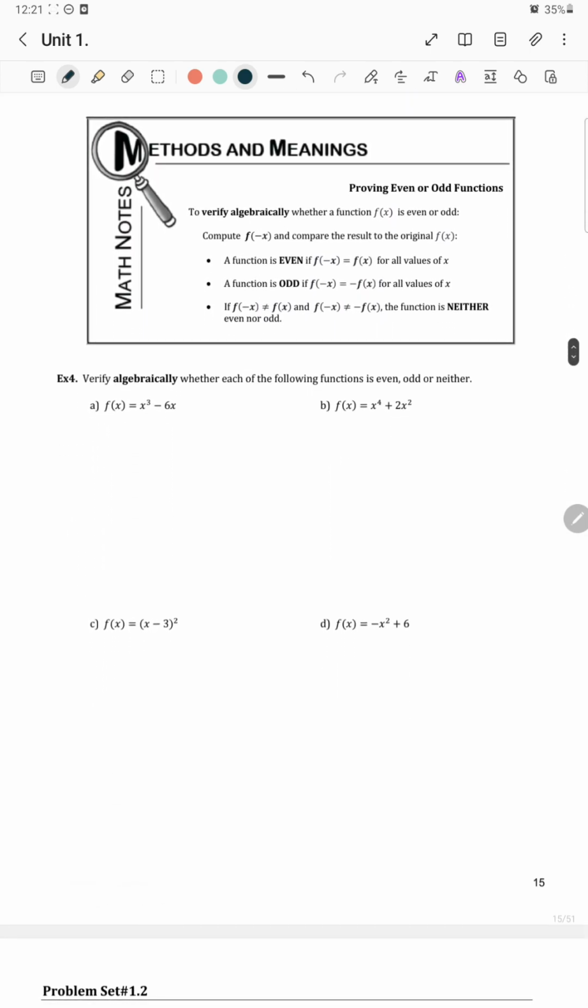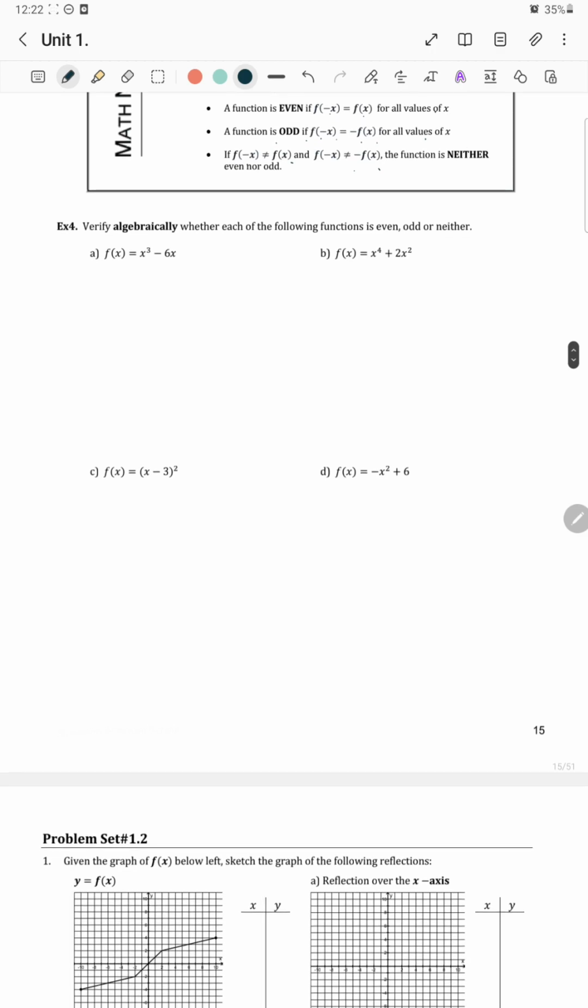Okay, to verify algebraically whether a function f of x is even or odd, compute f of minus x and compare the results to the original f of x. A function is even if f of negative x is equal to f of x for all values of x. A function is odd if f of negative x is equal to minus f of x for all values of x, and if f of negative x is not equal to f of x or to minus f of x, then the function is neither even nor odd. So we have already learned whether a function is even or odd by looking at the graph. Now we will learn algebraically.